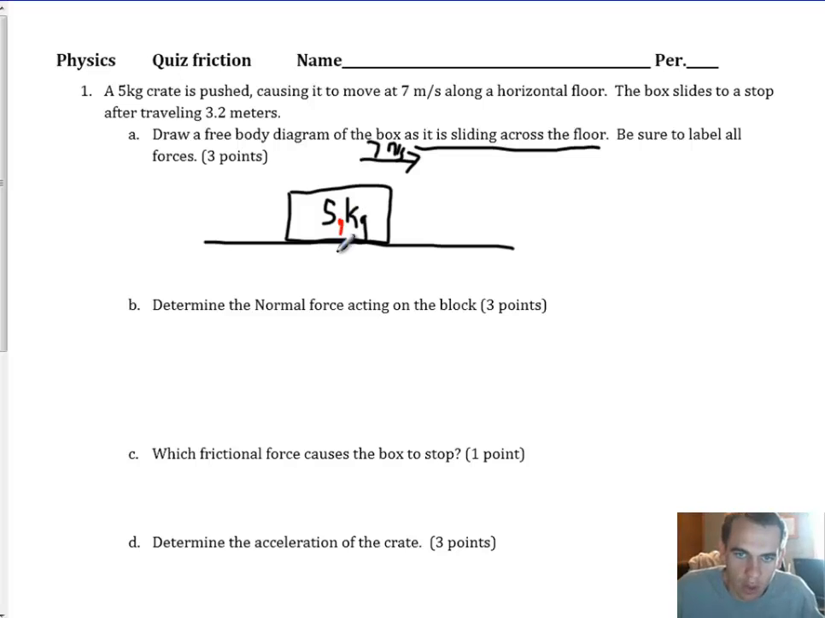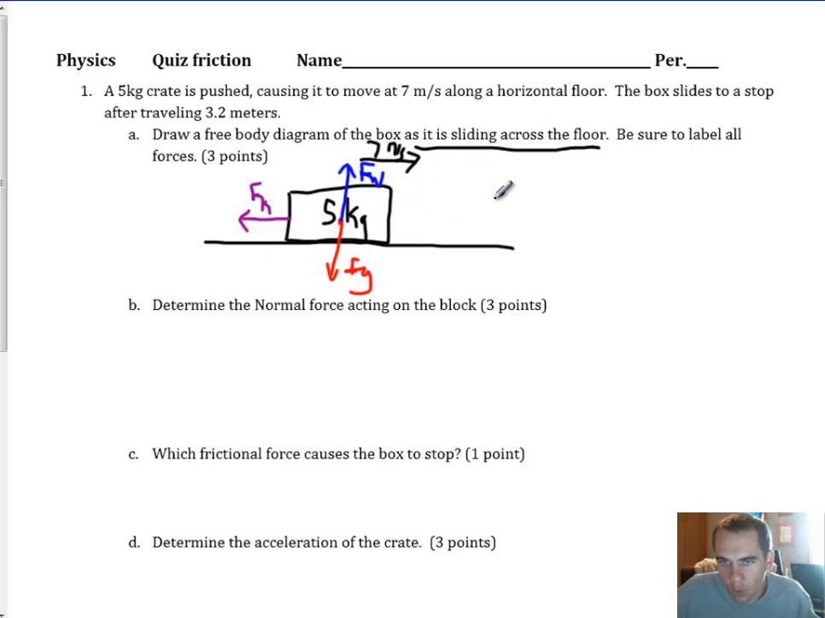Of course, the first one we always tend to draw is gravity. Gravity pulls straight down, and then the normal force pushes against that. So there's the normal force, there's gravity. This box is in motion. That means kinetic friction opposes the motion. Since I drew the motion to the right, kinetic friction will be to the left, Fk. Those are the only forces acting on it.